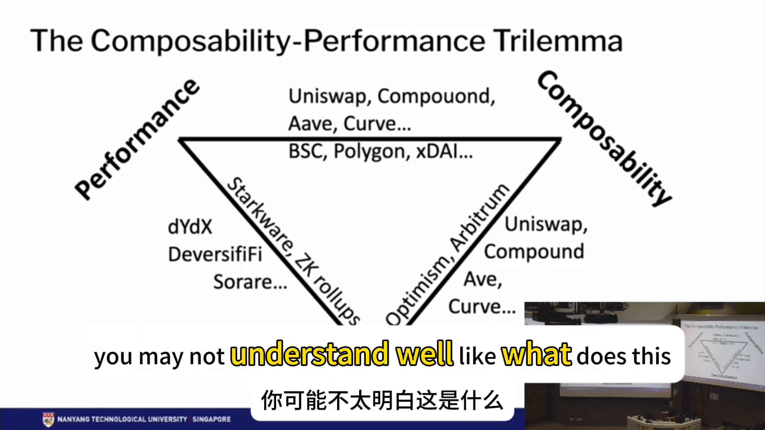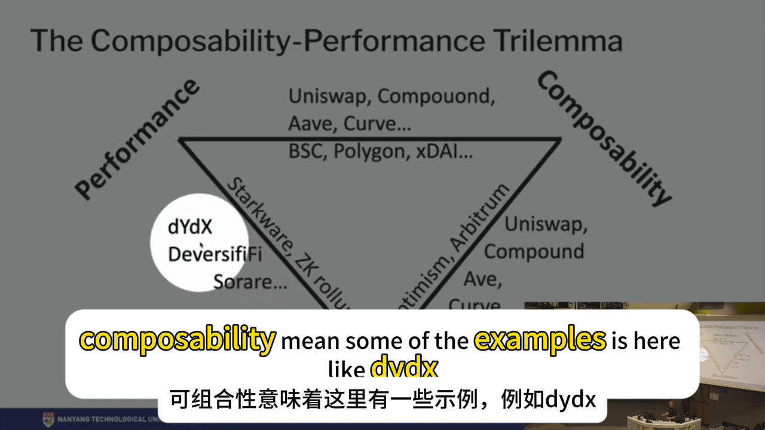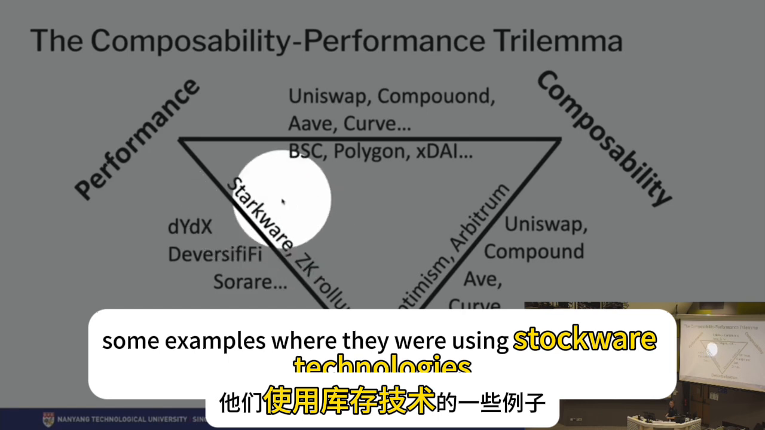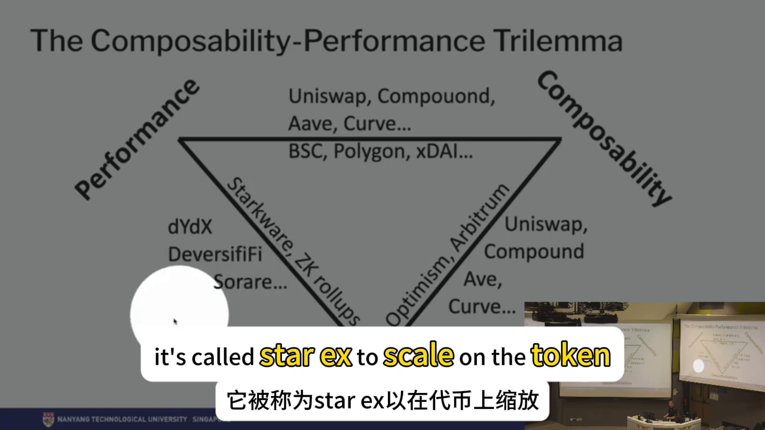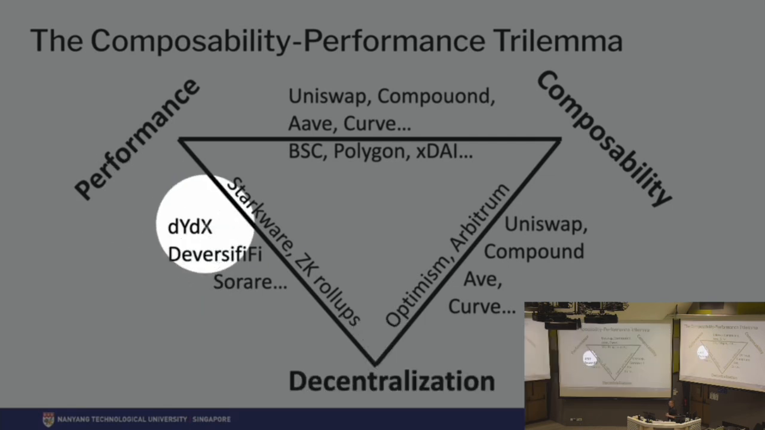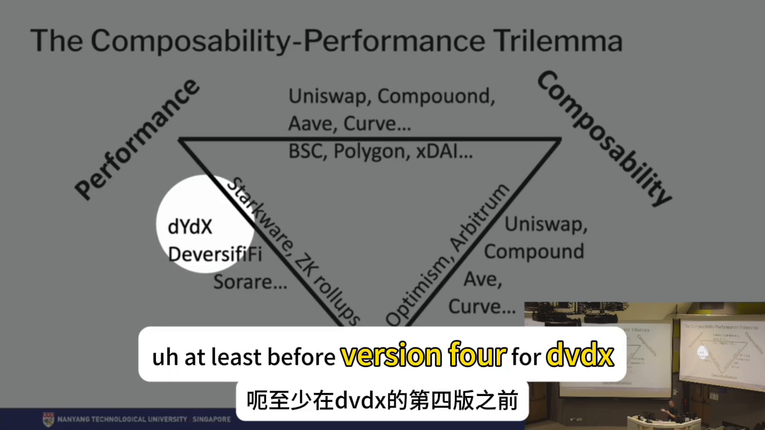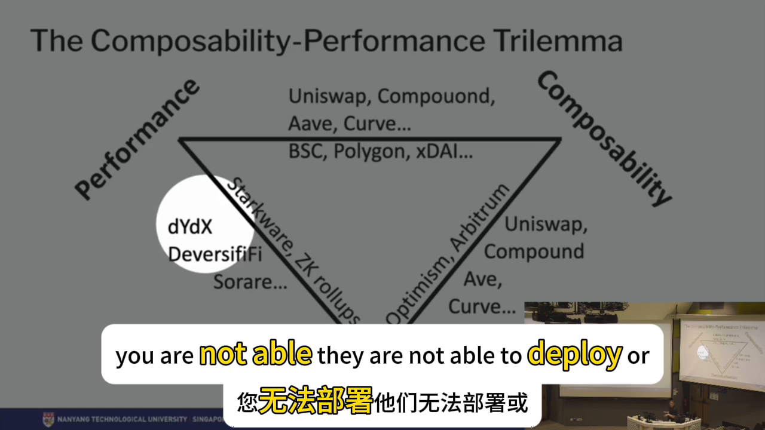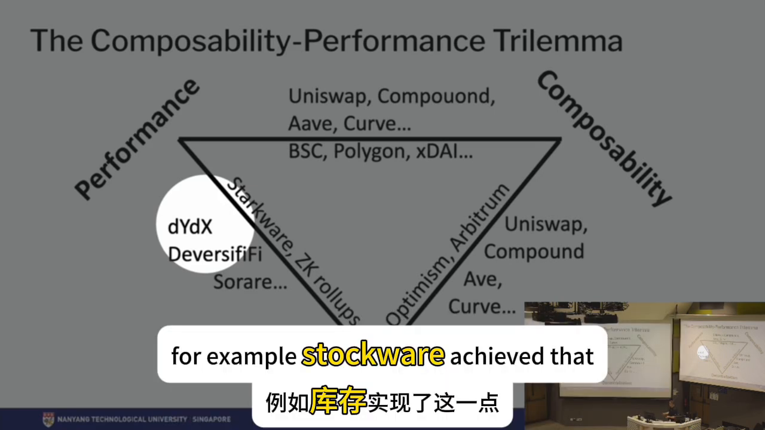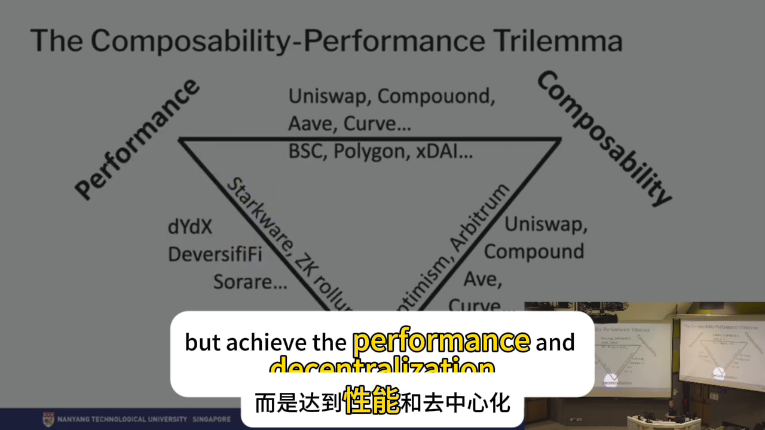Some of you may not understand what sacrificing composability means. Some of the examples are here, like DYDX, Diversify, and Sorare. They were using StarkWare technologies, called StarkEX, to scale asset tokenization. For example, DYDX is more like a perpetual DEX. When you do perpetual DEX trading, at least before version 4, DYDX was not able to deploy or change anything underneath. It's all fixed. We'll talk about that later too, how StarkWare achieved performance and decentralization at the same time without being able to deploy smart contracts on the network.